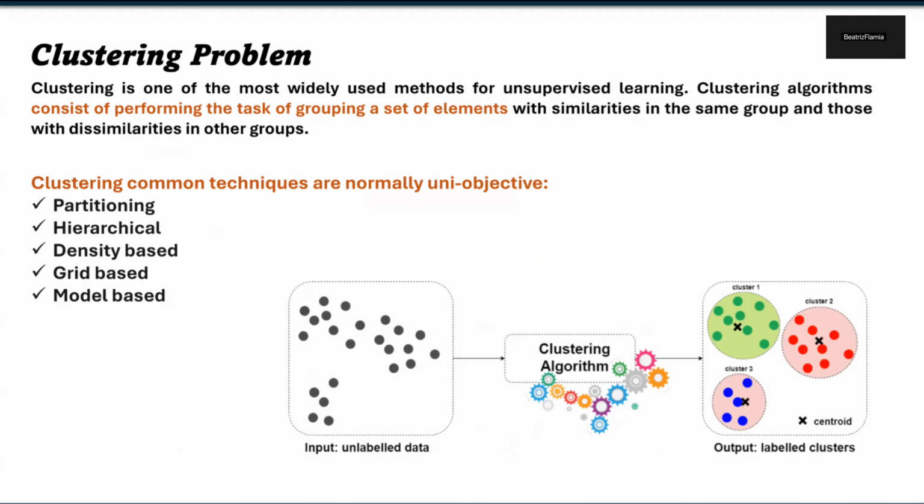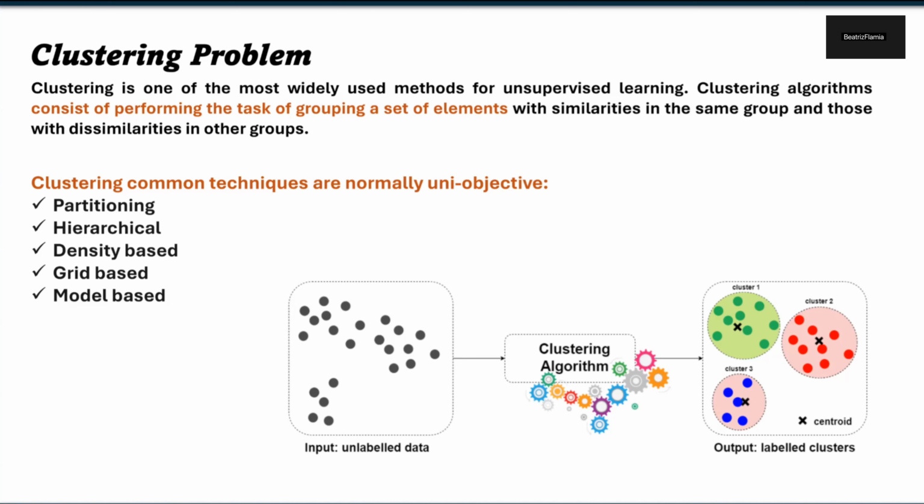So clustering consists of grouping elements according to their characteristics. For example, in this figure, we have an initial state where every circle is black. We have 3 categories. Sometimes we know how many categories we have in the data set, other times we don't have that information. But in this case, we have 3. After applying the clustering algorithm, these elements will be categorized into different groups: one green, one red, and one blue.